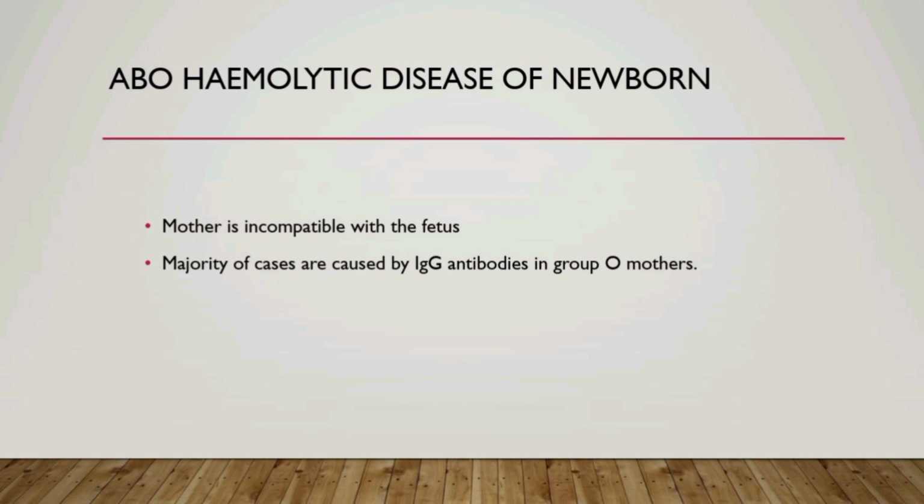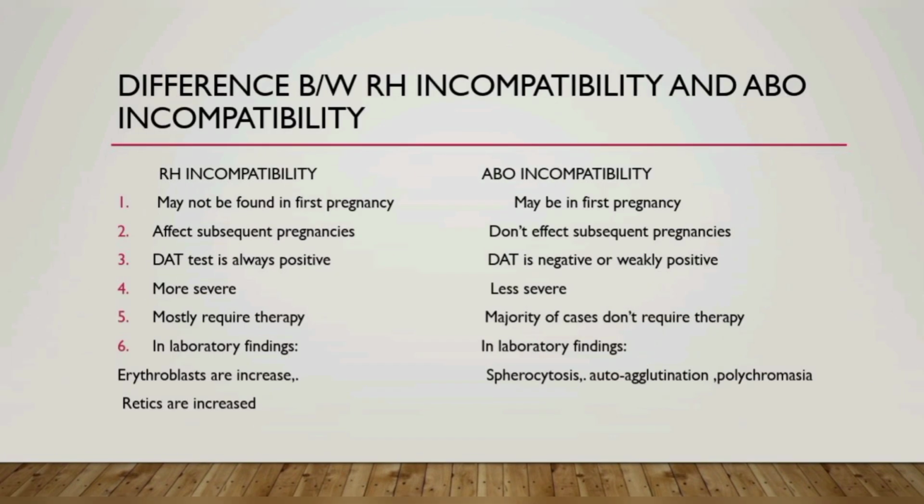Now we will differentiate between Rh and ABO incompatibility. Rh incompatibility may not be found in the first pregnancy, whereas ABO incompatibility may be found in the first pregnancy. Rh incompatibility affects subsequent pregnancies, whereas ABO incompatibility doesn't affect subsequent pregnancies. Rh incompatibility always has a DAT positive test, whereas ABO incompatibility has DAT negative or weakly positive.